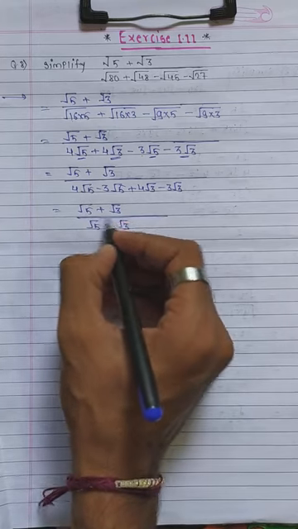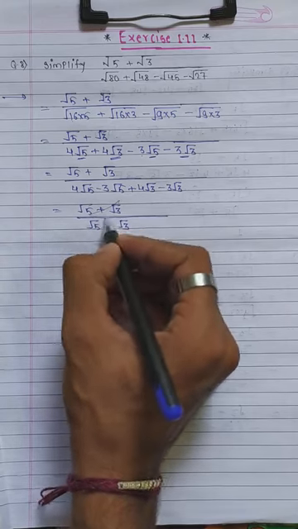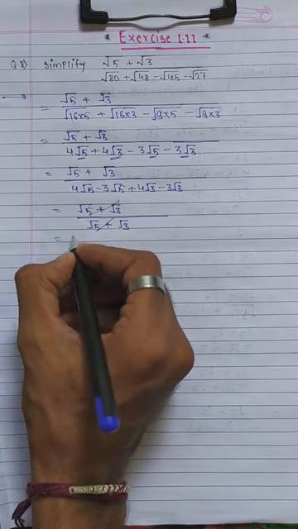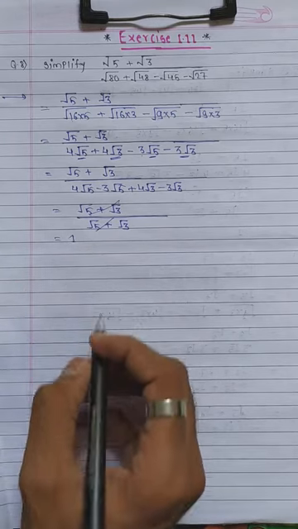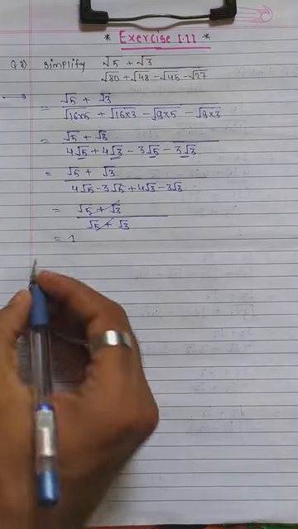So this quantity, root 5 plus root 3 upon root 5 plus root 3, both are the same, that's why they cancel each other and the answer becomes 1. So our final answer is 1. So the next question is question number 9.